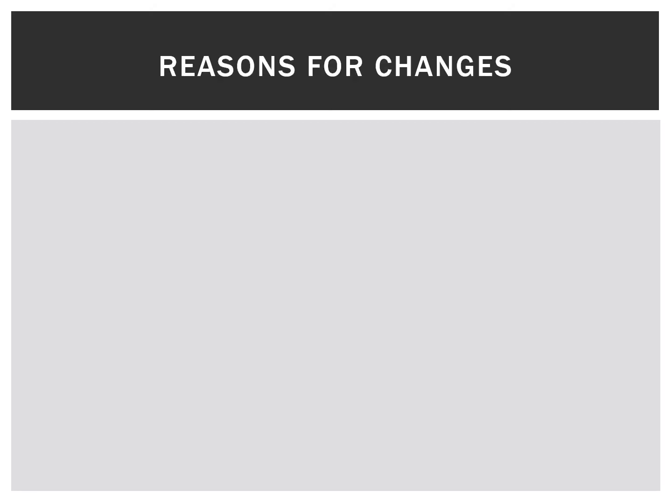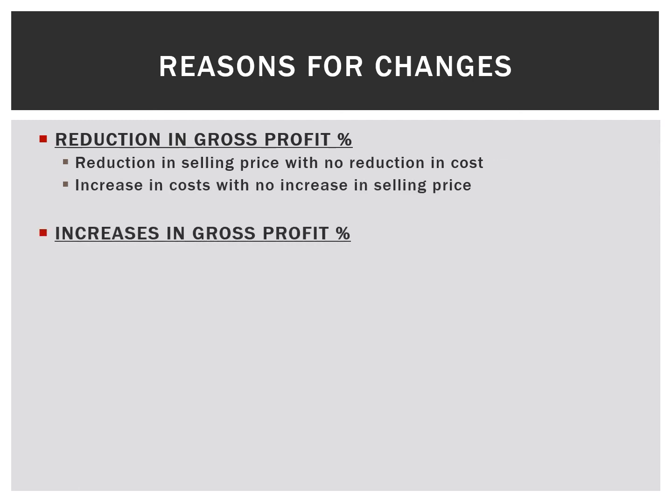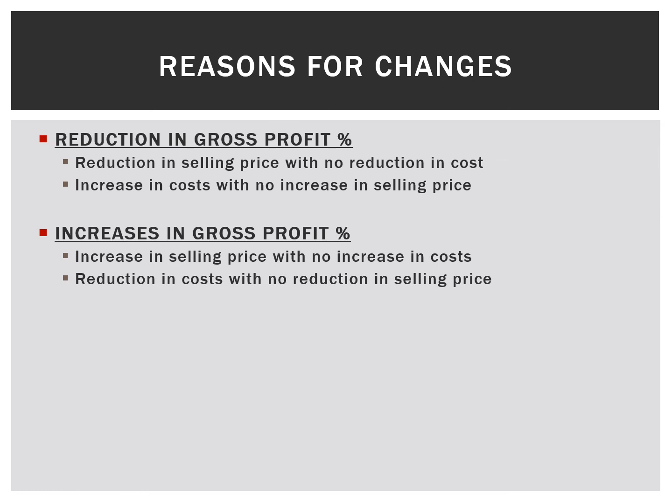Now, as I've said, in the exam, when it comes to explaining reasons for changes in the gross profit percentage, you only need to concentrate on those two things. A reduction in gross profit could arise if the selling price per unit goes down or the cost price per unit goes up, and an increase in gross profit percentage could result from an increase in the selling price per unit or a reduction in the cost per unit with the selling price staying the same.